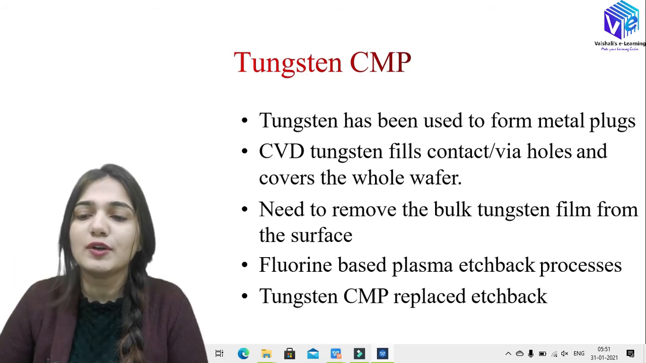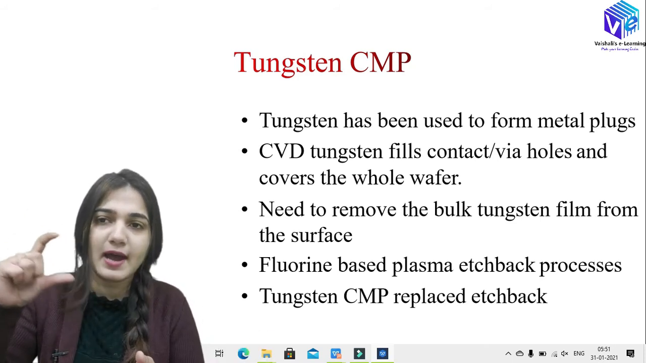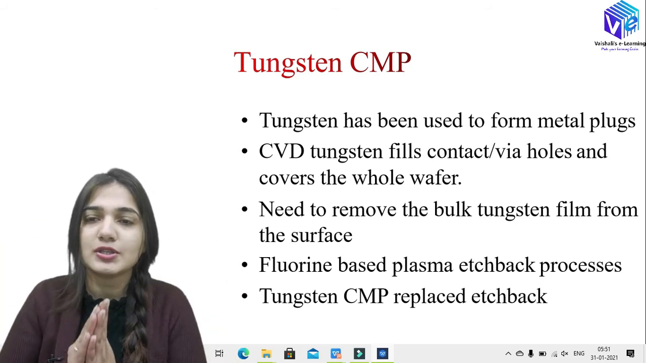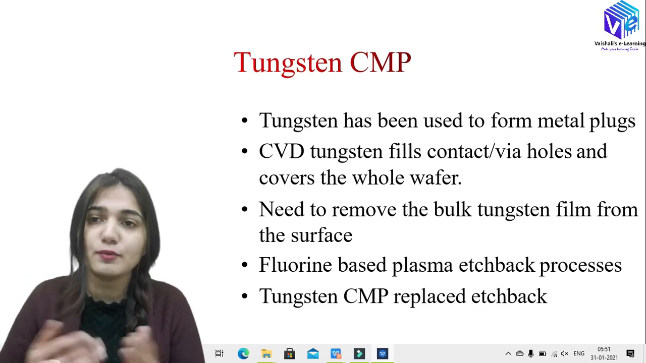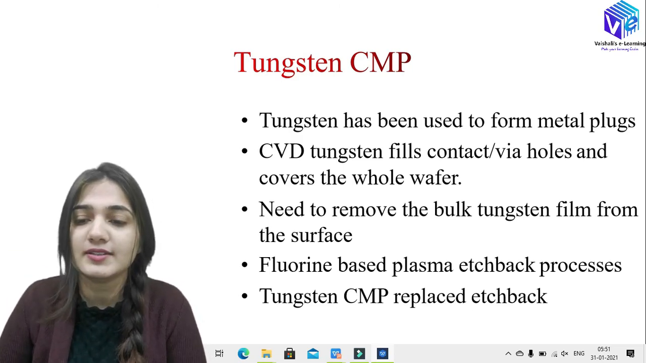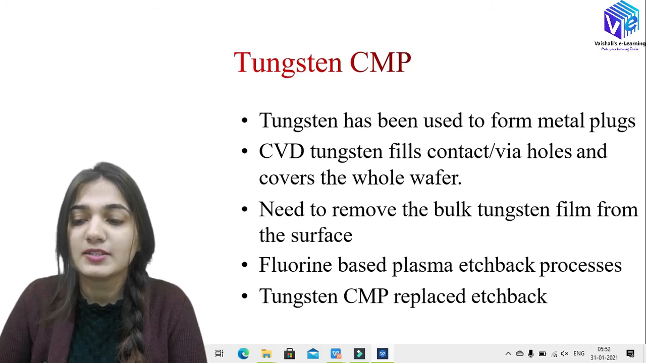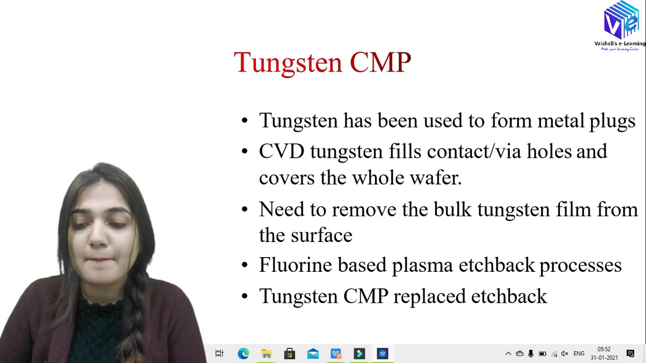So we need to remove the bulk tungsten film from the surface. First of all, we were filling the via hole or the contact hole. After that, the bulk tungsten deposition was done, right? And after that, we had to remove the layer to make the structure planarized. So there is a need to remove the bulk tungsten film from the surface. So for that, we can use the fluorine based plasma etchback process, or we can use the CMP process.